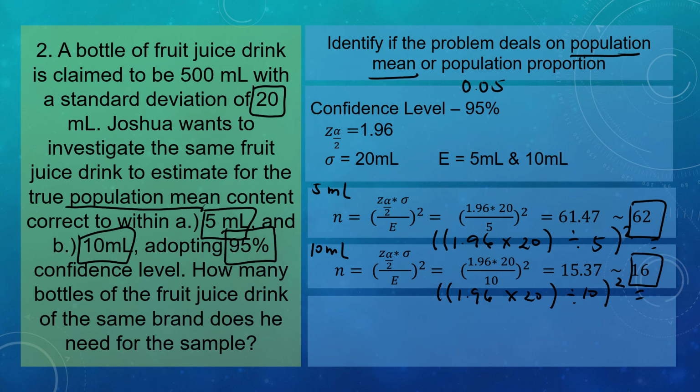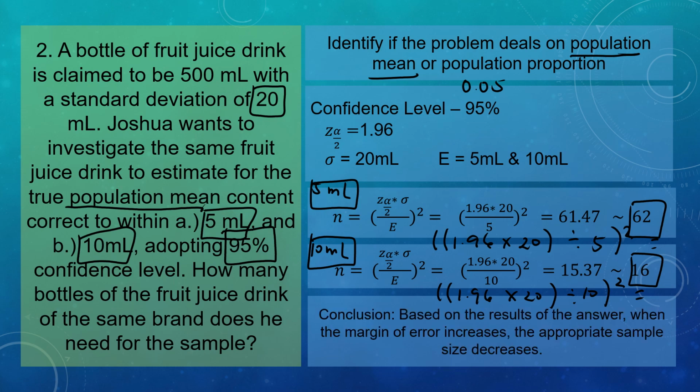So as you notice, as the margin of error increases, the appropriate sample size decreases. So therefore, we can say that based on the results of the answer, when the margin of error increases, the appropriate sample size decreases. Let's try another example.